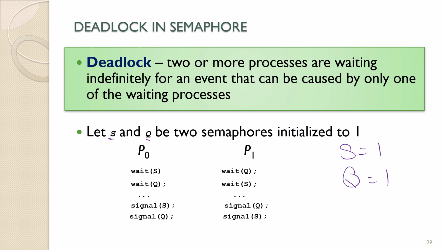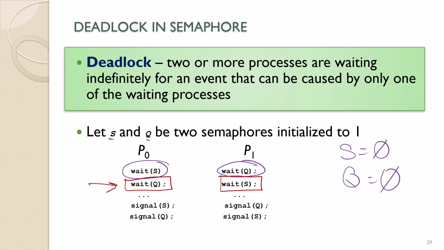What happens here is P0 does this and changes the value of S to 0. Then P1 does this and changes the value of Q to 0. And now what happens? P0 is stuck here and P1 is stuck here. The only way for P0 to get past this is for P1 to run that signal, and the only way for P1 to get past this would be for P0 to do that signal. I showed you one example of a deadlock, which was the dining philosophers, and this is another example of a deadlock that could happen.